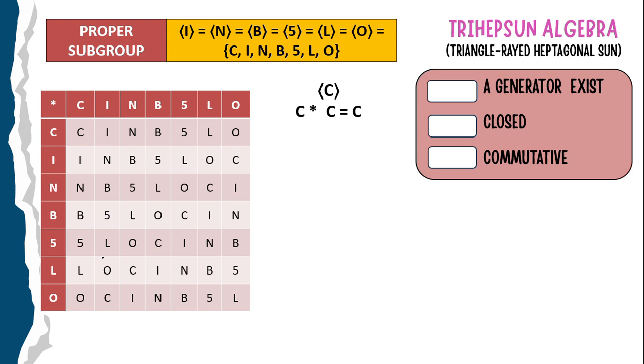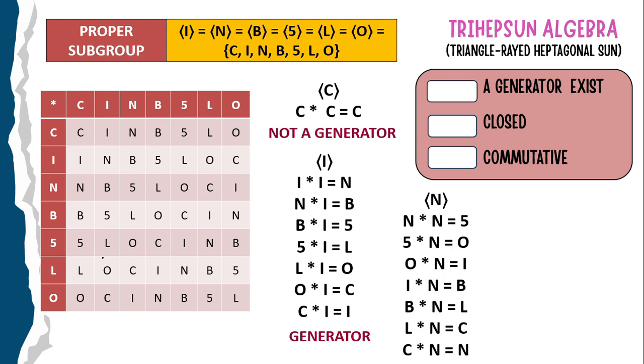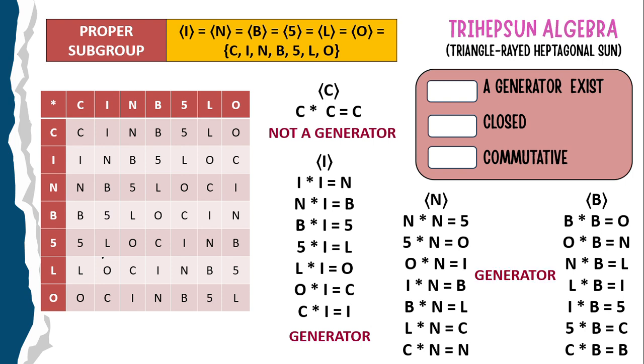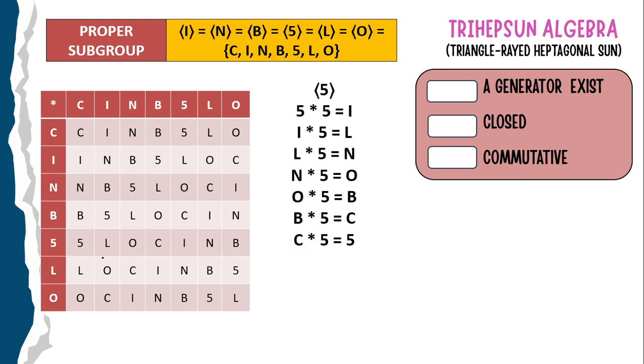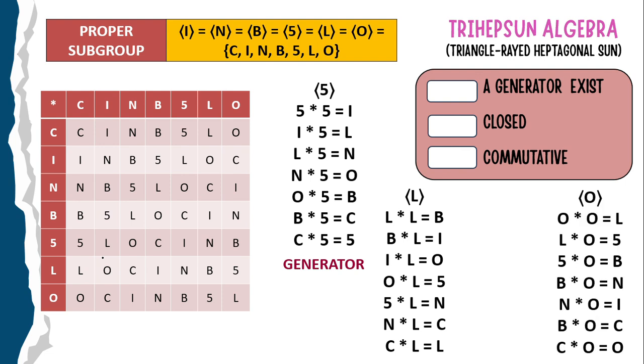So we have here C. First, for C, element C only generates C, so this is not a generator. Element I generates all the elements, therefore it is a generator. Element N and element B generate all the elements, therefore they are also generators. For element 5, it generates all the elements on the table, therefore it is a generator. L generates all the elements on the table, therefore it is also a generator, same as with O.